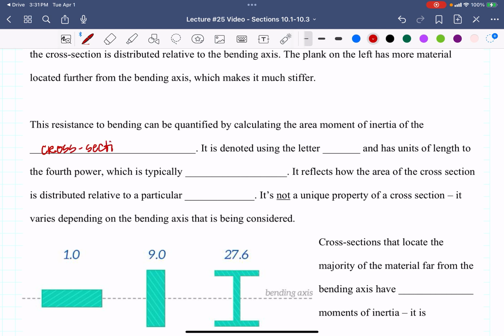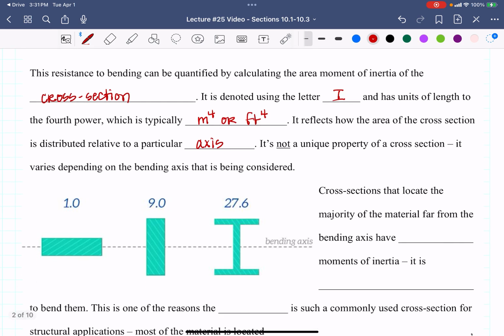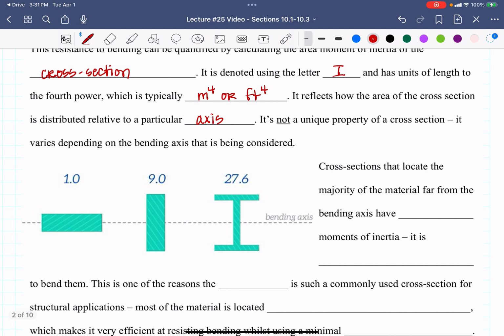It is denoted using the letter I, capital I, and it has units of length to the fourth power, which is typically meters to the fourth or feet to the fourth. It reflects how the cross section is distributed relative to a particular axis. It is not a unique property of a cross section. It varies depending on which bending axis you're considering. In other words, if you look at the picture below, if I define the bending axis as this horizontal piece, it's different than if I was to make it vertical.